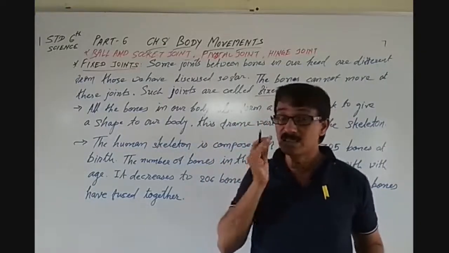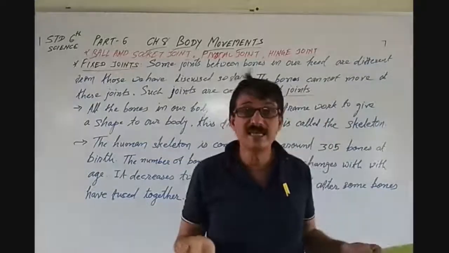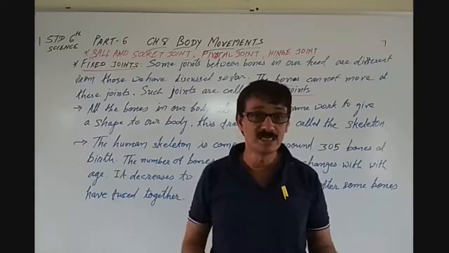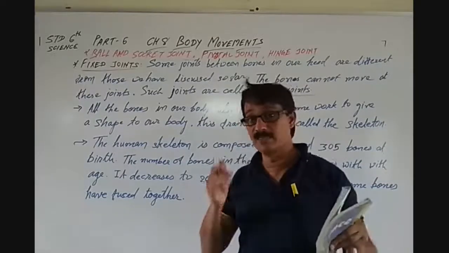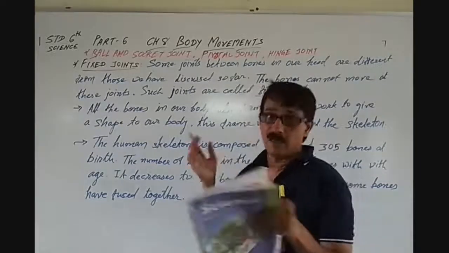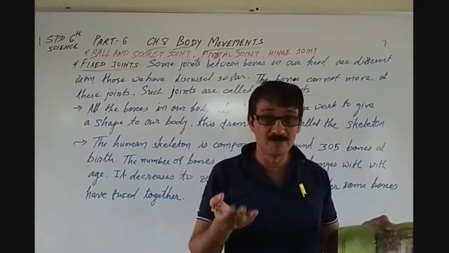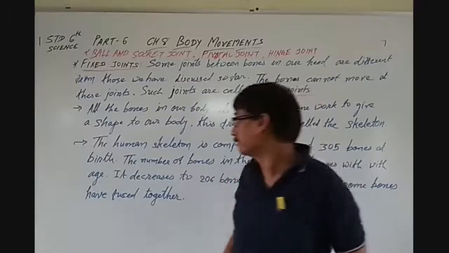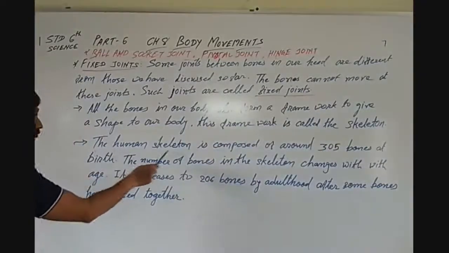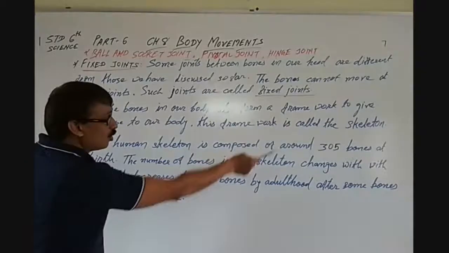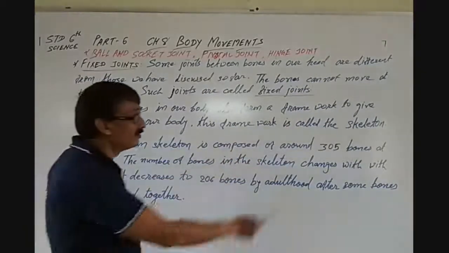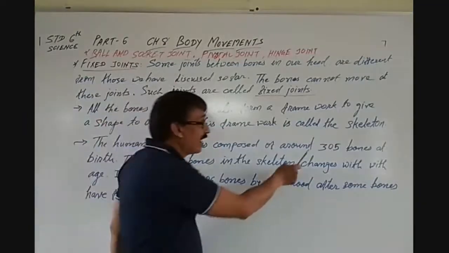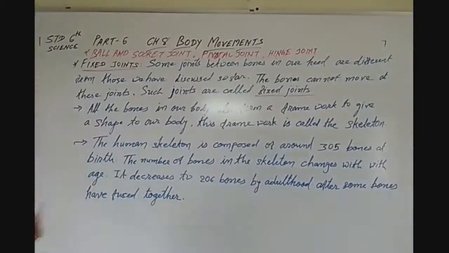Now let's think, how many bones are there in our body? Do you know? That is another question. See, the bones give a shape to our body, that is the skeleton, but how many bones are there in our body? Let's see. The human skeleton is composed of around 305 bones at birth.